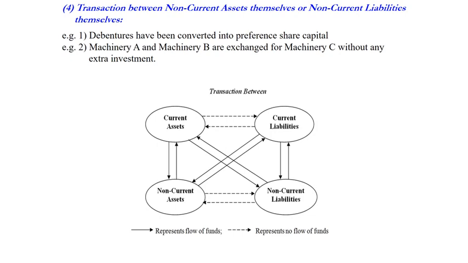So overall, a summary of these transactions can be put in the format of a figure like this. If the transaction is in between current assets and current liabilities, observe the dotted lines. No flow of funds. Similarly, if the transaction is between non-current assets and non-current liabilities, no flow of funds.